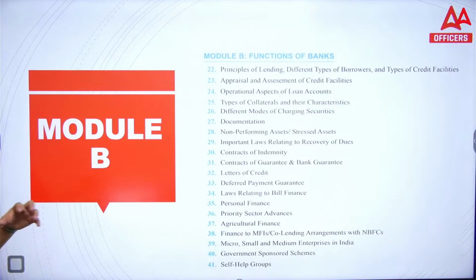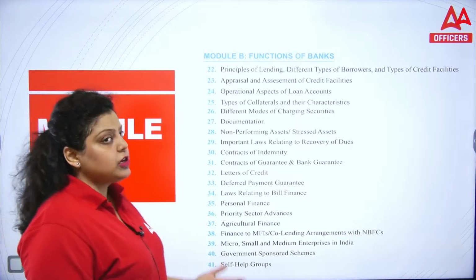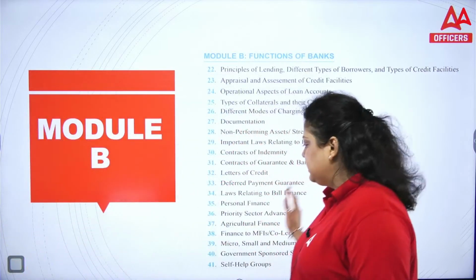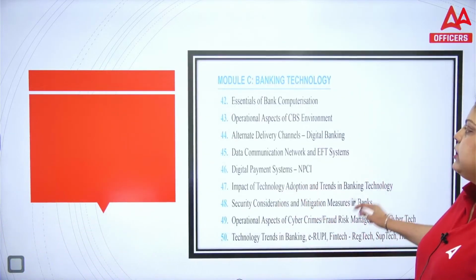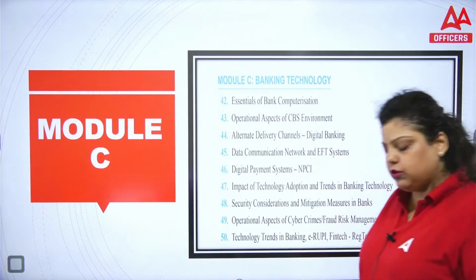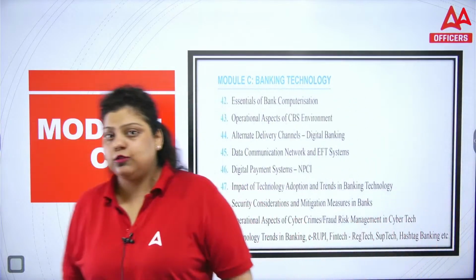Like what are the loan accounts of the bank, what are the stressed assets, what are the special mention accounts, all that we have to cover in module B. Then module C, you can see module C only has 8 units. As I have told you, not more than 10 units will be there.